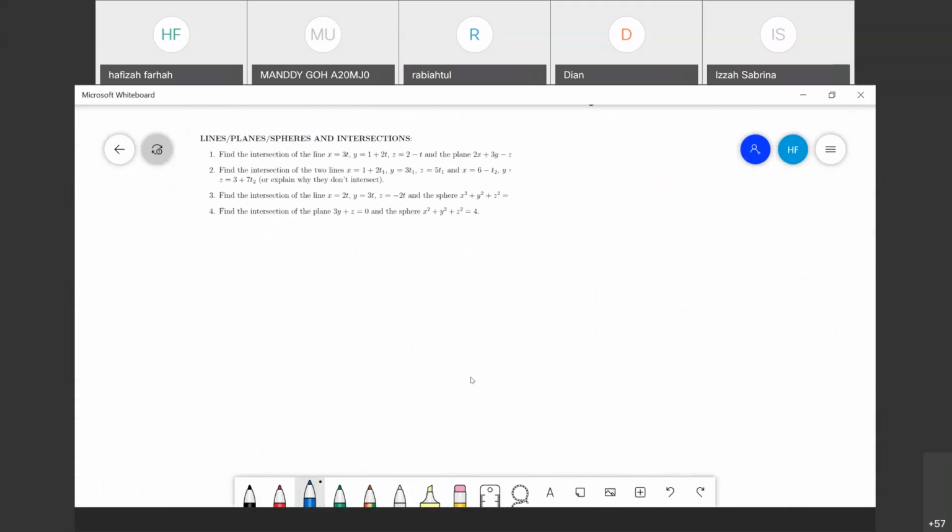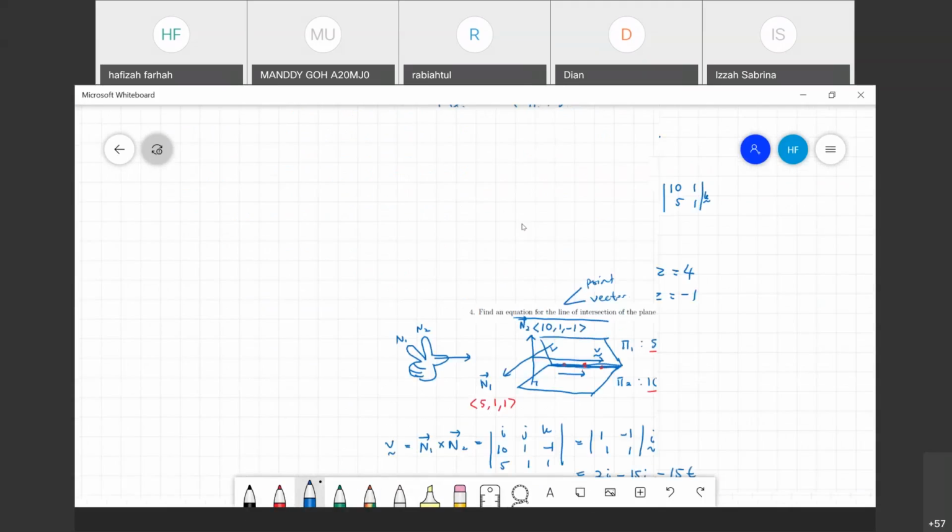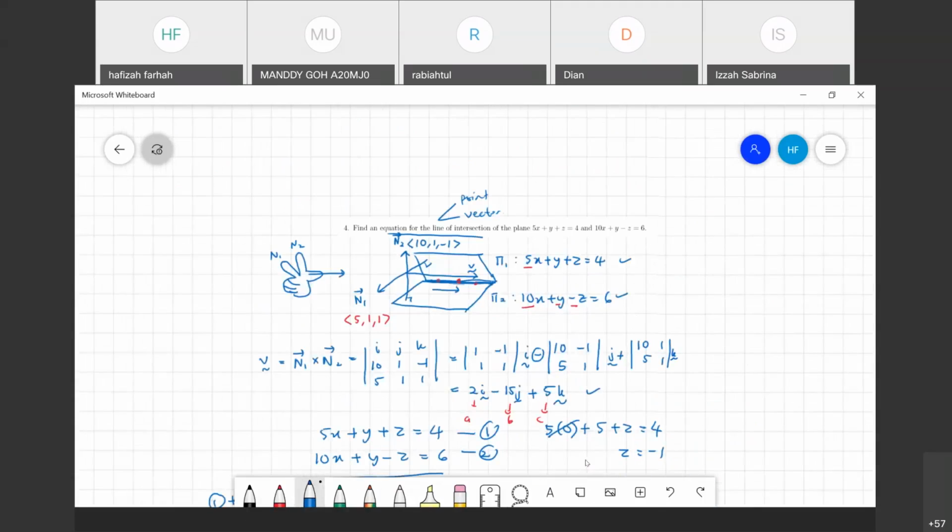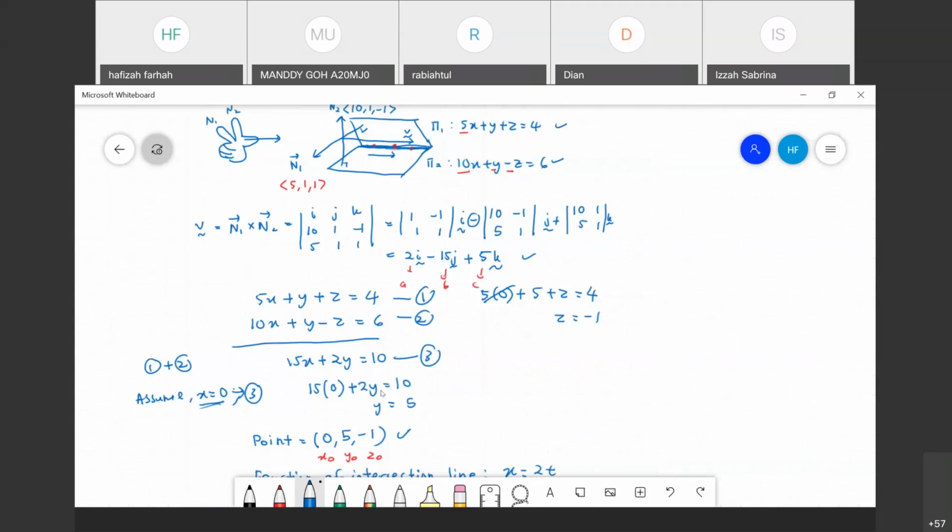Okay, find the... if I use x equals to 2, can or cannot? Yes, you can use x equals to 2 or any constant. It's just that it's easier if you use x equals to 0.